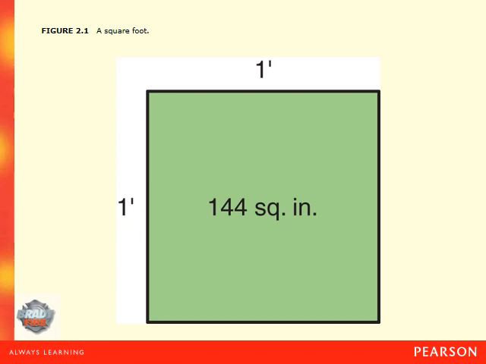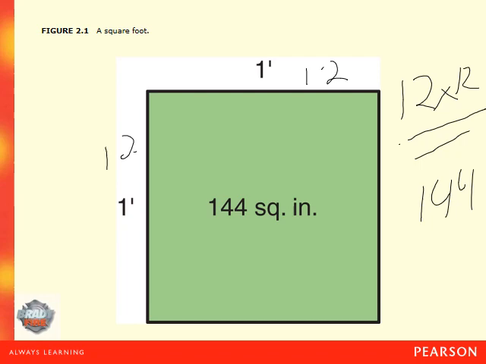Okay, and the way we get this simply is multiplying our height and width. Now notice I'm putting 12 down. Why is that? Because that's a measurement of a foot and we have to change it over to inches. So there are 12 inches in a foot. And then 12 times 12 equals 144 square inches.